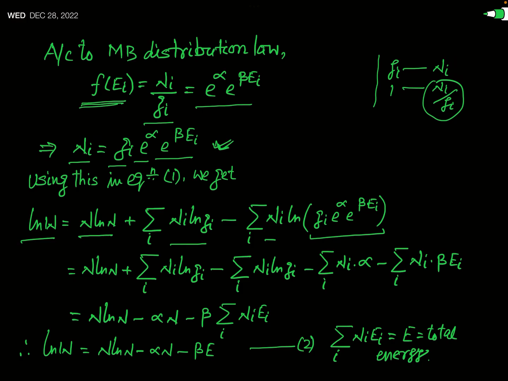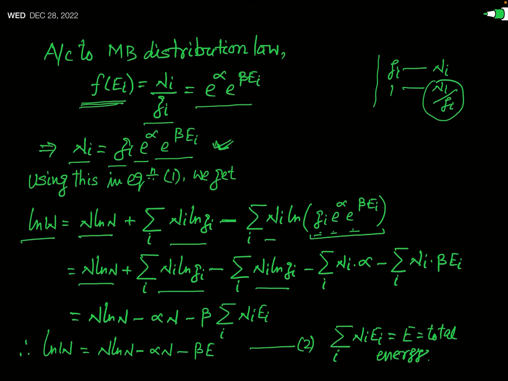The first two terms, you can see, are N log N plus summation over I Ni log Gi. And since here there is a product of three quantities, Gi, e to the power alpha, and e to the power beta Ei, when you take its logarithmic value, that will be simply the sum of the logs of Gi, e to the power alpha, and e to the power beta Ei. So what will be the first term? Since minus is here, all terms will be minus. So this is minus summation over I Ni log Gi.